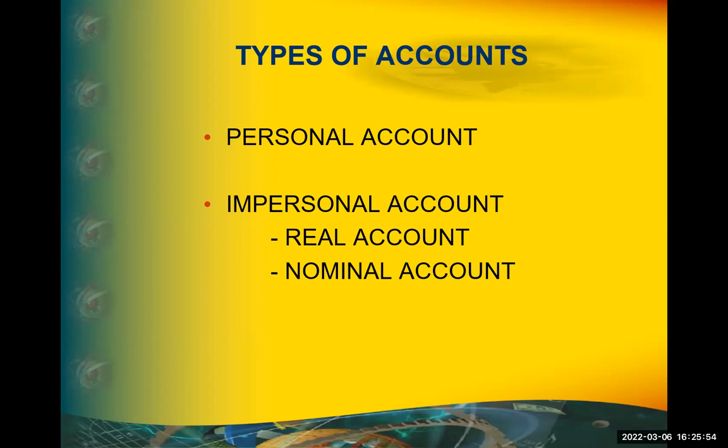Rajesh is getting a benefit. What benefit is he getting? Goods. So goods are going out of our company. So far we own 1 lakh worth of goods. Now after sales, the value of goods is coming down. So 2 accounts are affected: goods account and Rajesh account. Rajesh is a person. Goods is not a person, so it is called impersonal. In impersonal we have 2: real and nominal.